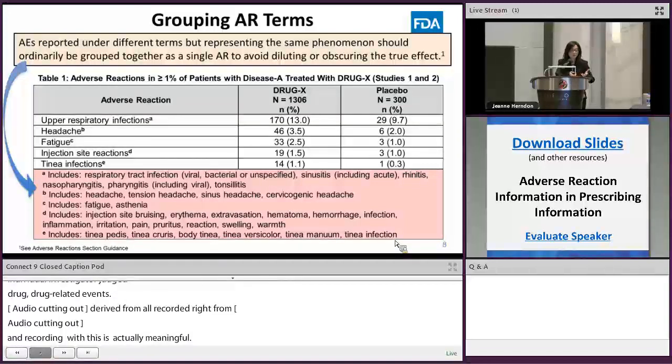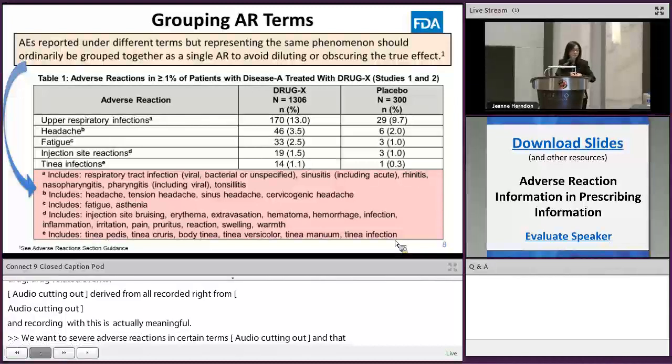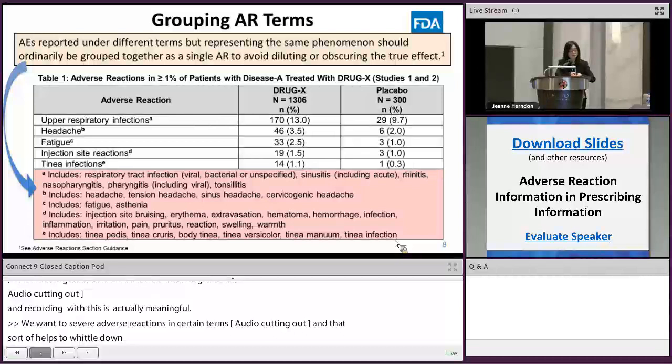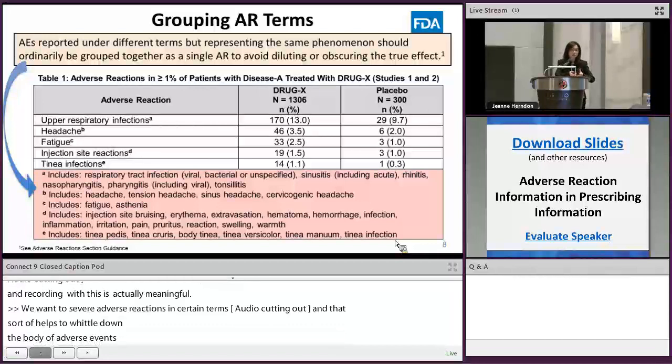And that sort of helps to whittle down the body of adverse events into more meaningful terms that might represent a single physiologic phenomenon. So in this example, for instance, upper respiratory infections encompasses a bunch of reported adverse events or adverse reactions: nasopharyngitis, pharyngitis, rhinitis, anything that you think in this particular context could be grouped together and reported out as a slightly higher number rather than diluting it out and reporting several different adverse reactions.